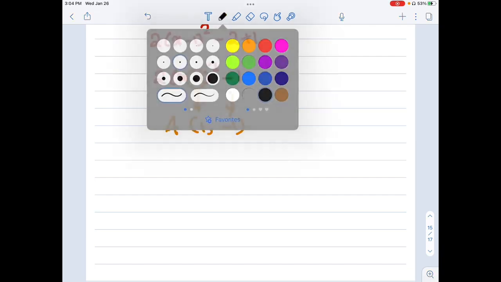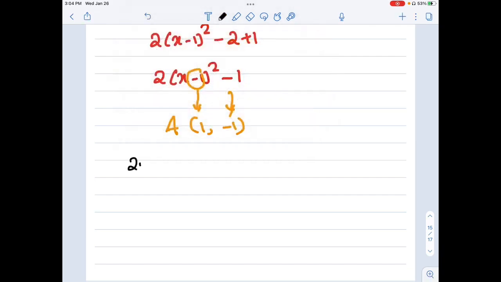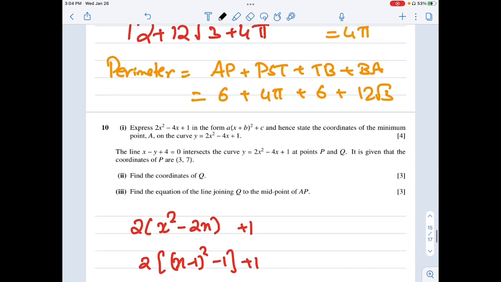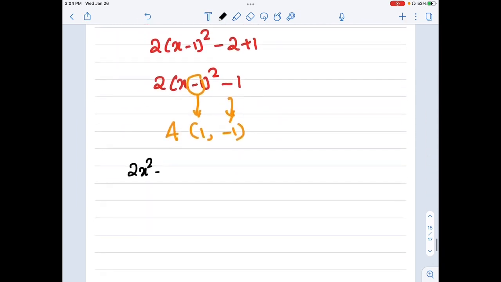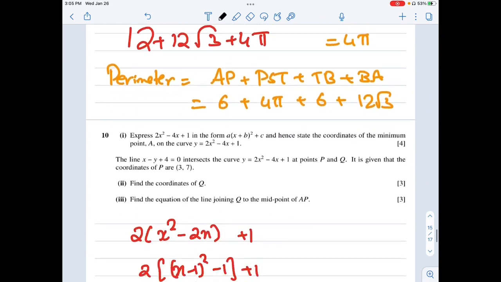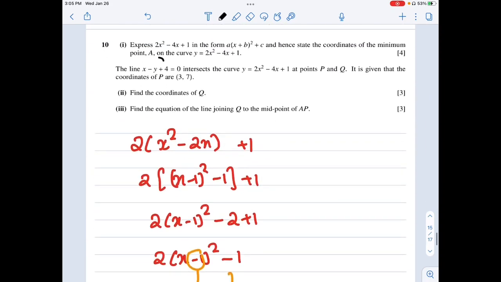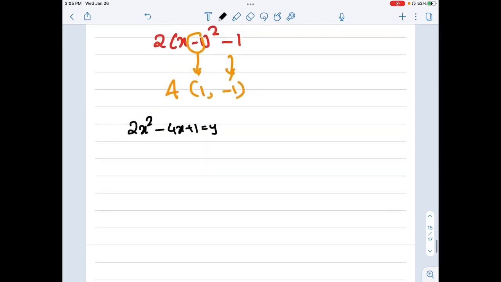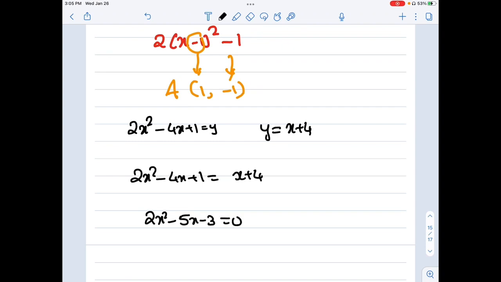So what is that equation? The equation is 2x² − 4x + 1. This is the equation of the curve, and another equation is the straight line y = x + 4. These two intersect, so 2x² − 4x + 1 should be equal to x + 4. So it becomes 2x² − 5x − 3 = 0.